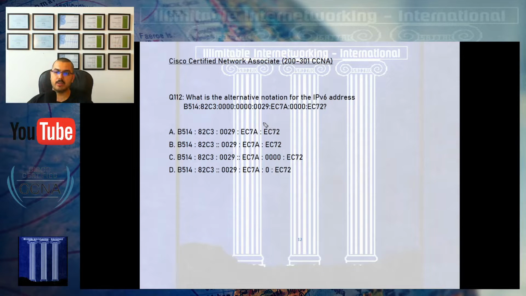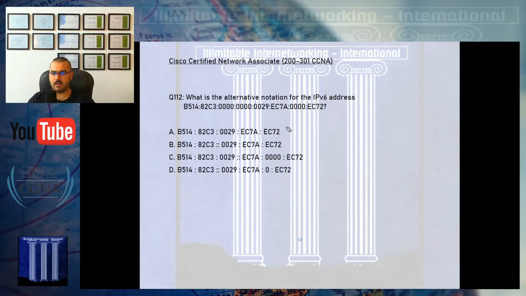112. What is the alternative notation for the IPv6 address? Right now we had like 3. The previous IPv6 address question and this one, 111 and 112, both of them are from the old CCNA 200-125, but you might still find them because these are IPv6 questions, what they can ask, just like the subnetting and address range, etc.